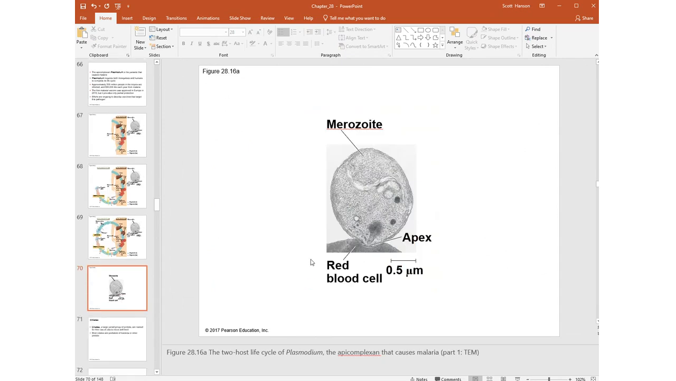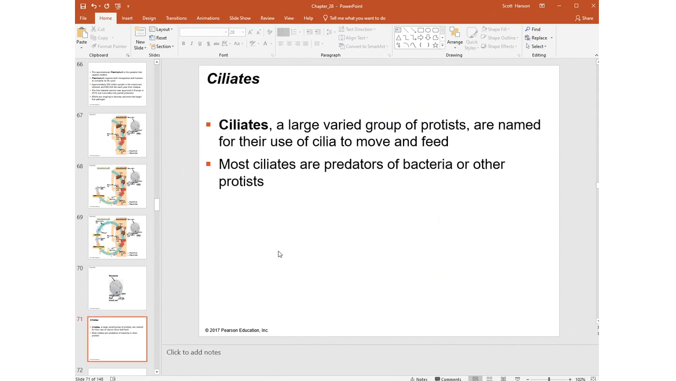Then here you see some close-up. Here's a close-up of the merozoite. Really interesting looking cell there, invading a red blood cell. So interesting stuff. So those are the apicomplexans. Now look at the ciliates.